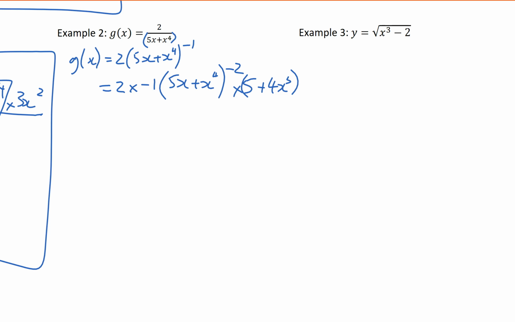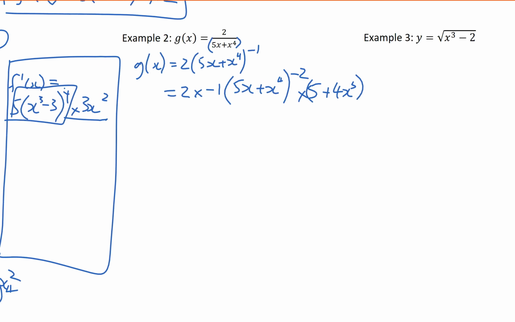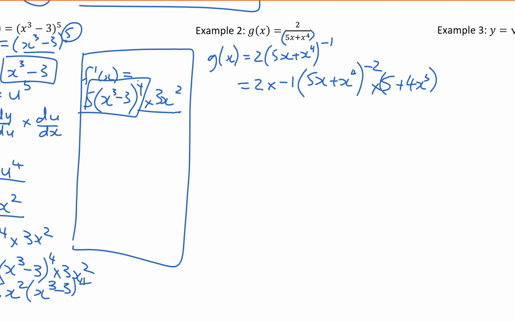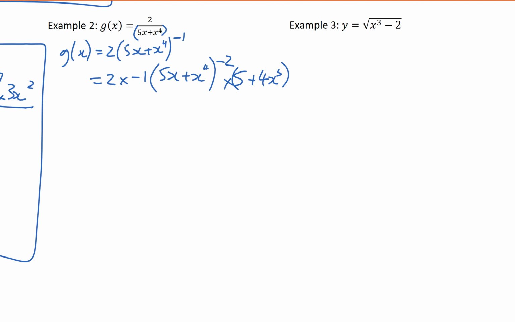Oh, that's where it gets a little bit trickier doing it that way. Who followed that? Who followed it before? Probably the same way, to be fair. So this one here, that's my answer, by the way. I can just leave it as that. I can tidy up and make it two lots of 5 plus 4x cubed all over 5x plus x to the power of 4 squared. I could do that.